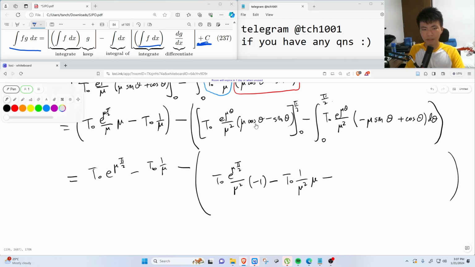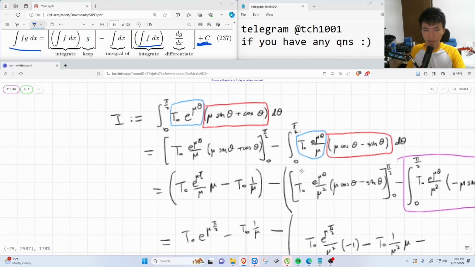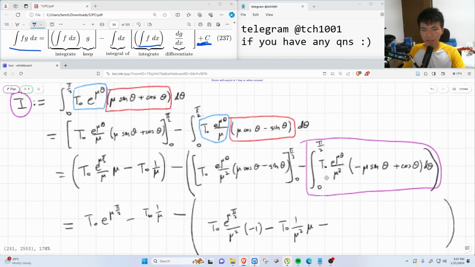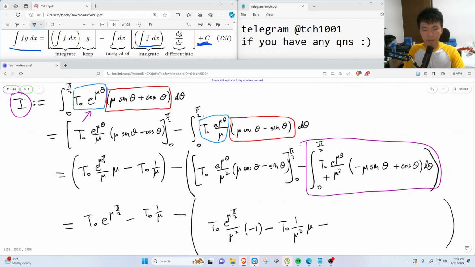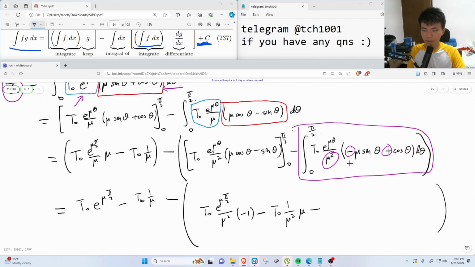But what's interesting is that we observe that this giant term over here is actually proportional to our original integral I. The reason is that when we integrate e to the mu theta twice, we pull out a factor of 1 over mu squared. And when we differentiated mu sine theta plus cosine theta twice, we pull out a factor of minus 1. So essentially, the whole thing in purple over here, the last expression, is just minus 1 over mu squared times I.